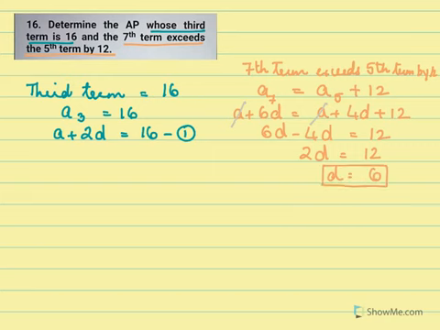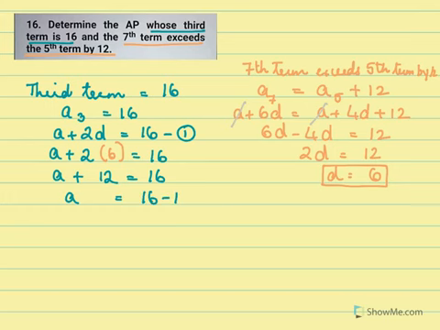This is important. I'm going to put this value in the first equation and find my A. So A plus 2, now for D I'm going to put the 6 because I found on the other side that the D was 6. So this is equal to 16. So A plus 12 equal to 16, A equal to 16 minus 12. So A equal to 4. So if I know A and if I know D, I can now build my AP.